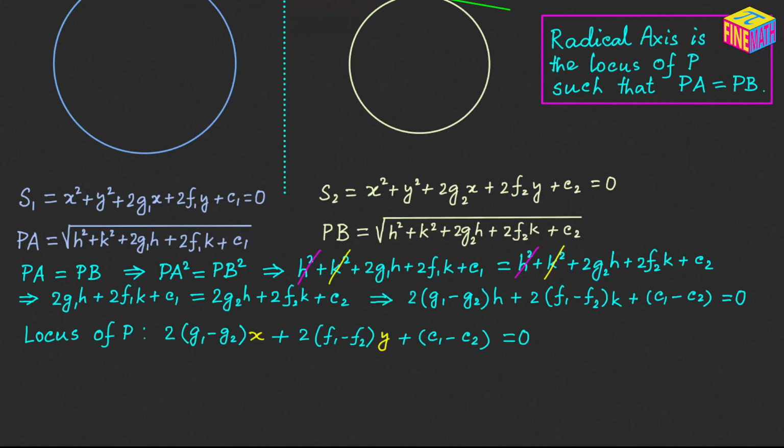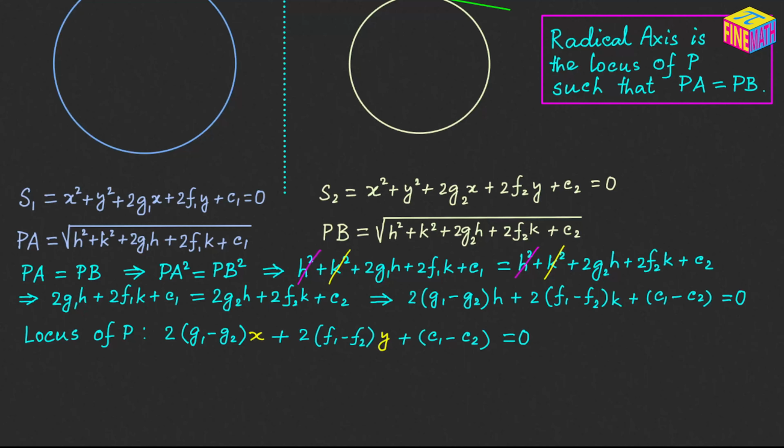And if you carefully look at it, this is nothing but a linear equation. And we can visualize it in a form like this. It looks like something times x plus something times y plus something is equal to 0. So this is nothing but a linear equation, and it represents a straight line. So we can clearly see that the locus of the point P is nothing but a straight line. That means the radical axis is nothing but a straight line.